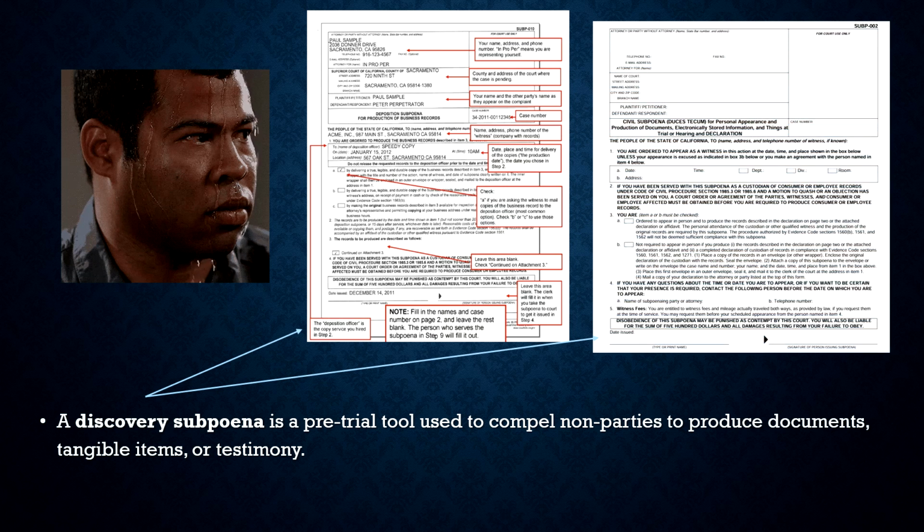Fun fact, the Latin phrase duces tecum translates to "you shall bring with you," highlighting that the subpoena's primary purpose is the production of evidence, not just the witness's testimony. This type of subpoena can be used by parties in a lawsuit to obtain relevant materials from non-parties, such as bank statements, emails, or medical records to support their case.